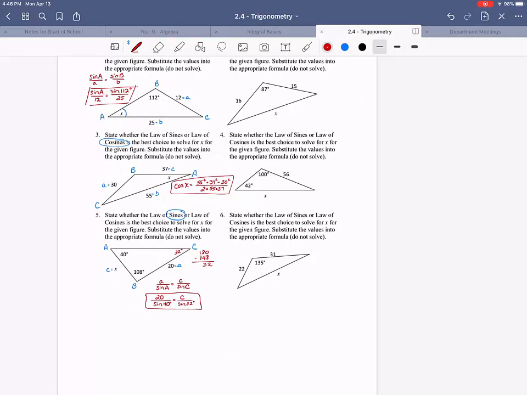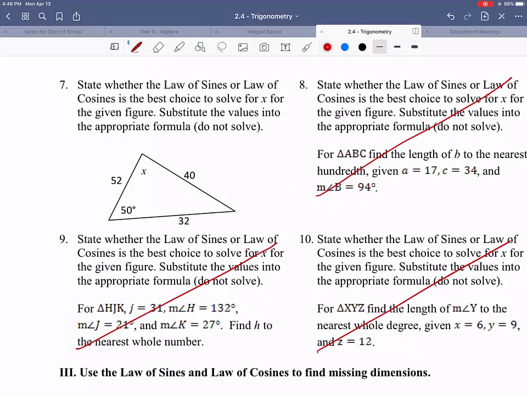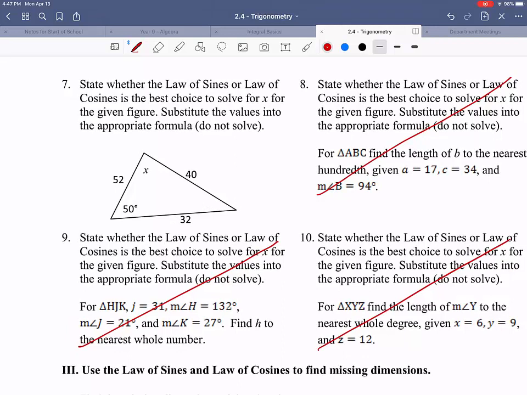Okay, we're going to move on to the next page. I want you to please mark out numbers 9 and 10, and actually number 8 as well. We're going to be dealing with situations where you only have the given picture. Now, let's look at number 7. Boy, number 7 has a lot of stuff written on it.